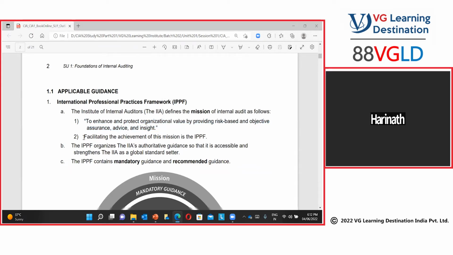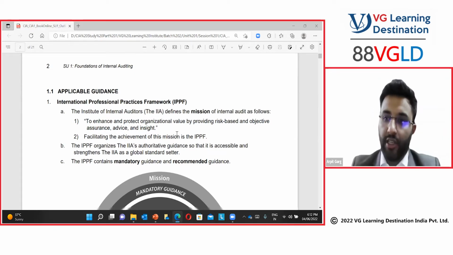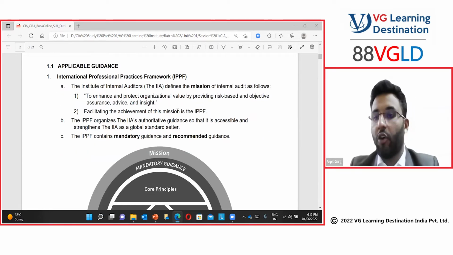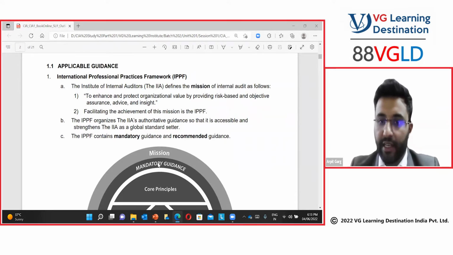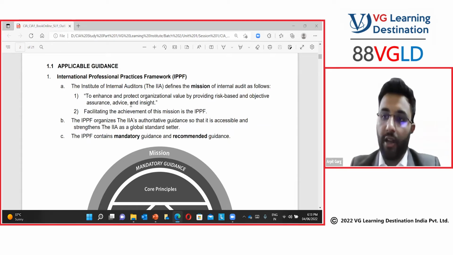Facilitating the achievement of insight. All right. So facilitating the achievement of the above mission is actually how the IPPF helps. If we are following the IPPF framework, which includes the definition, standards, code principles, mandatory guidance, as in all the mandatory guidance, and we are following the code of ethics, we are performing the work with due diligence and professional care, everything gets covered in the IPPF, folks. If you're able to do that, it helps us to achieve the above mission, which is, by applying the right IPPF framework, we will be able to enhance and protect the organization value.